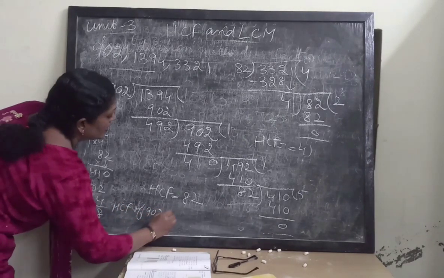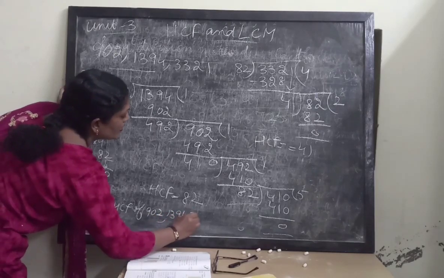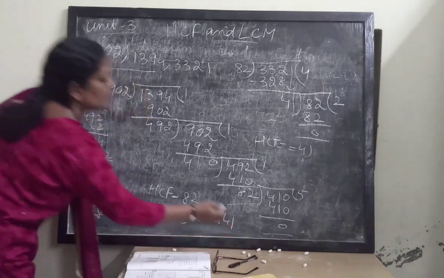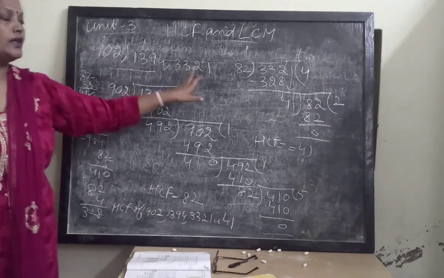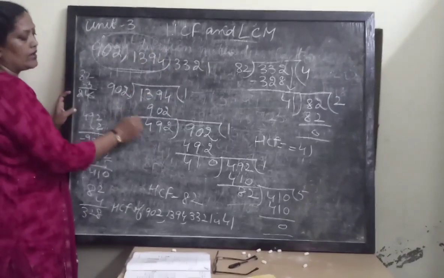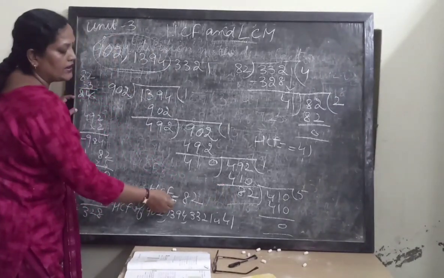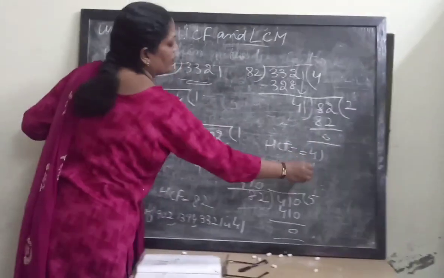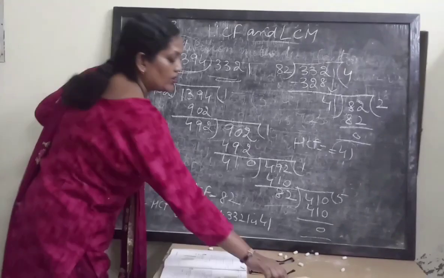Here also, we will write the HCF of 902, 1394, 3321 is 41. This is the HCF of all 3 numbers. Students, first you have to find the HCF of 2 numbers. With that number, you have to find the HCF with the 3rd number. So that HCF is 41. All of you understood now?